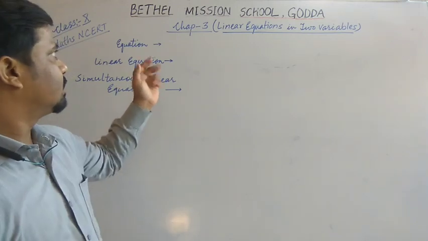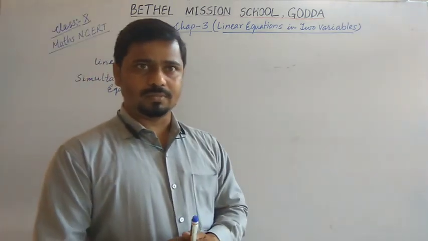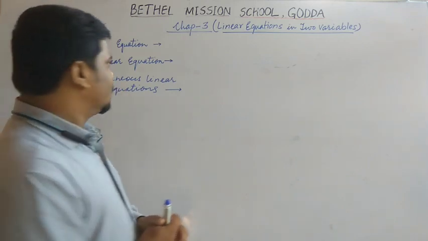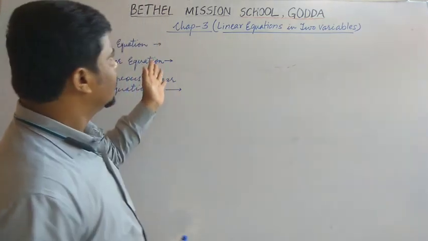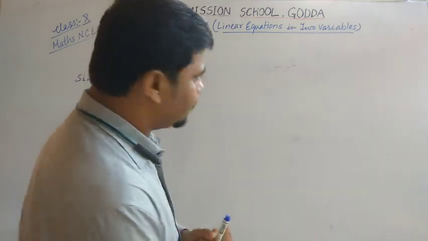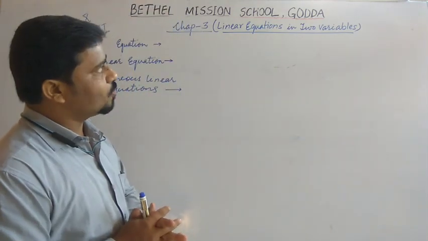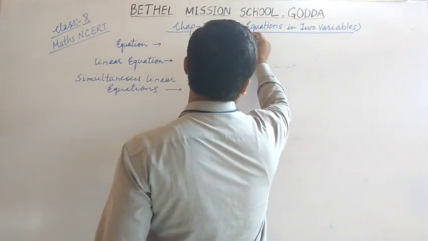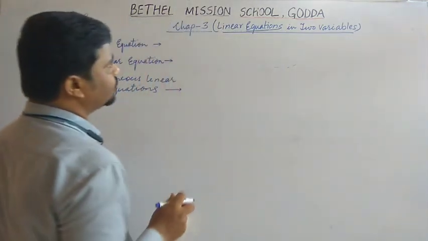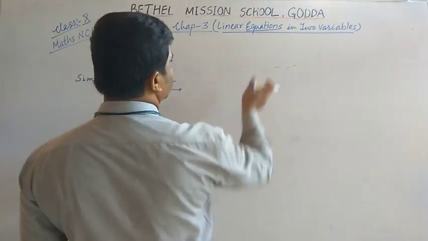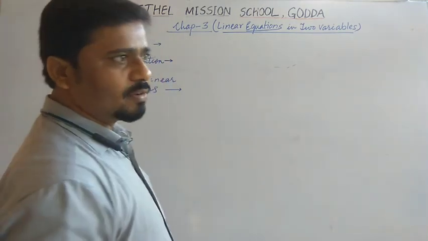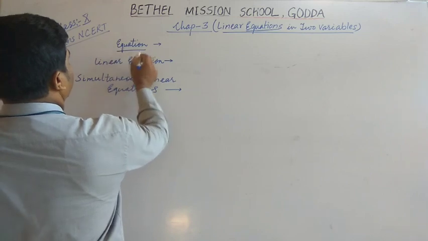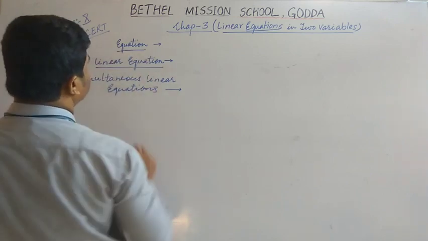Today we will start chapter 3, linear equation in two variables. This is of class 10 maths. This is the new chapter, linear equations in two variables. Already we have been introduced to what is equations, what is linear equations, but just in this chapter I am going to review some words.